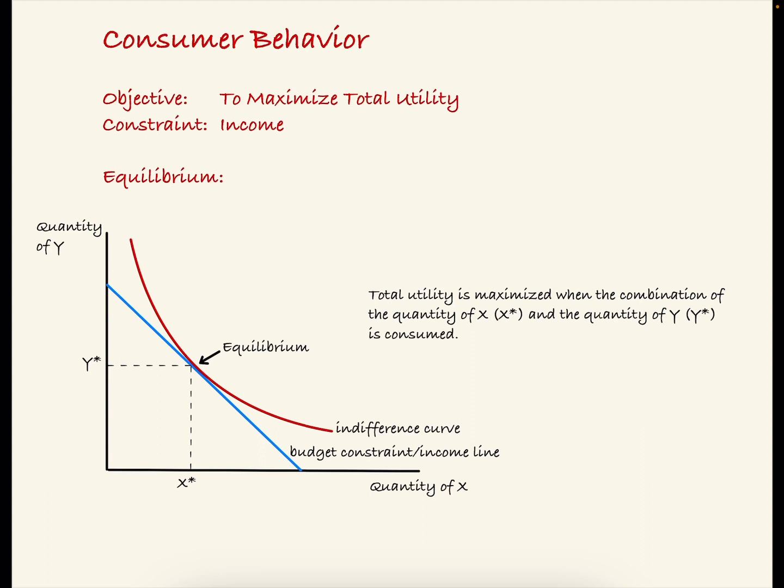Equilibrium is found where the indifference curve, in our example, it's red, has a tangency point with the budget constraint/income line, in our example, the blue line. We can see at this point we have a combination of X and Y represented by X star and Y star. And this is the combination of X and Y that maximizes the consumer's total utility.